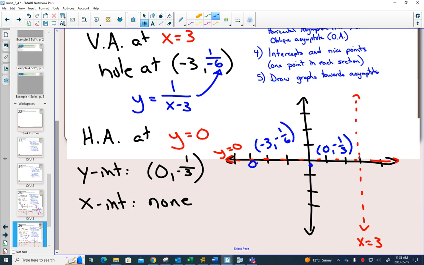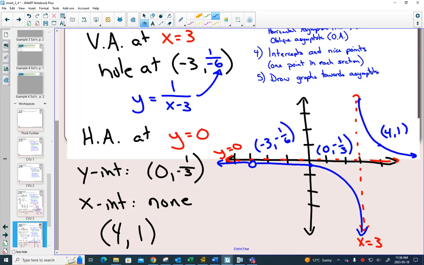So in this section with the hole and the intercept, you have enough information. You know it has to go down towards the asymptote, because if it went up, you would have an x-intercept, and we already figured out that there are no x-intercepts. And since we have nothing to the right of x equals 3, we have to do a nice point. I'm going to choose 4. If I plug in 4 into the blue equation, I get 4 comma 1. And I have enough information to draw that part of the graph as well.